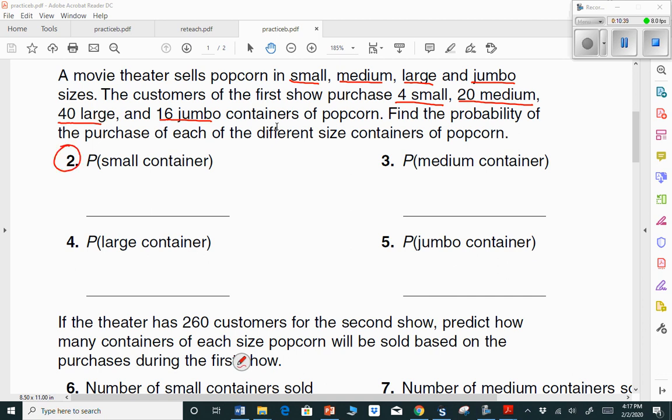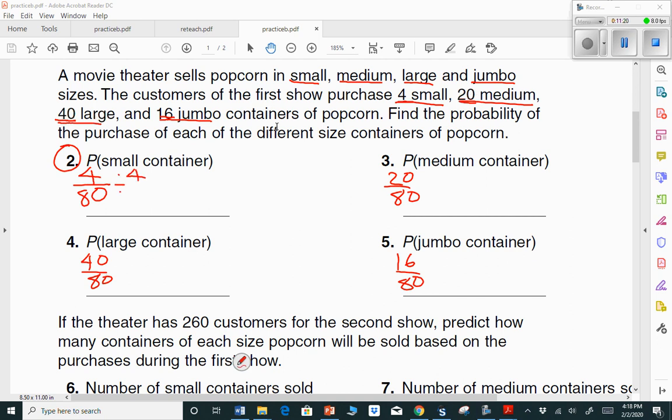So the probability of small is going to be 4 out of what? Well, they didn't give us a total. So we've got 4, 24, 64, 74, 80. 4 out of 80. We'll come back and reduce later. Medium, 20 out of 80. Large was 40 out of 80. And jumbo is 16 out of 80.